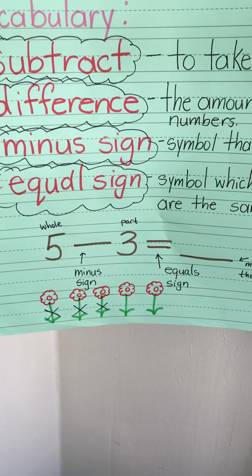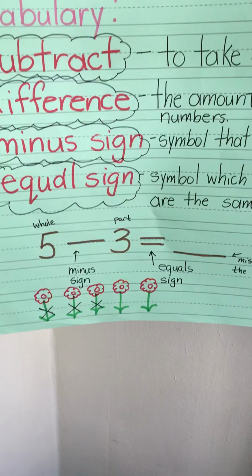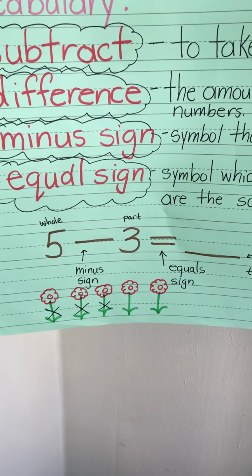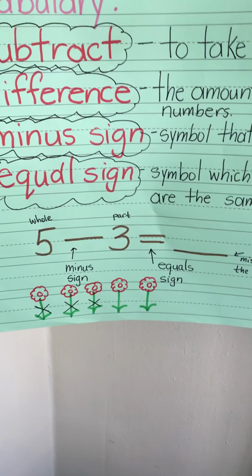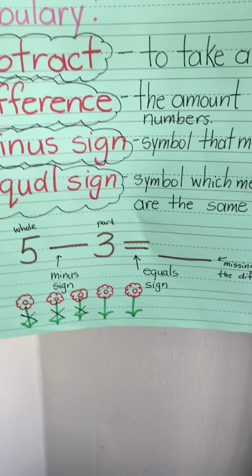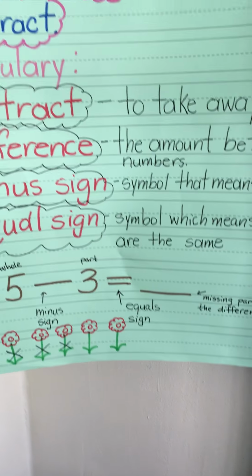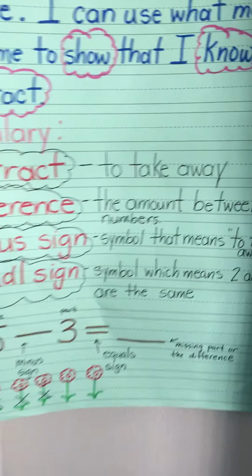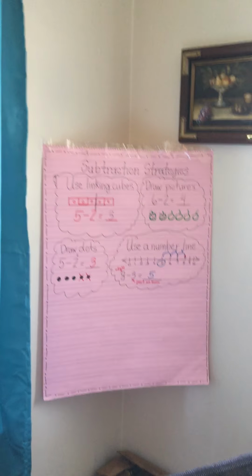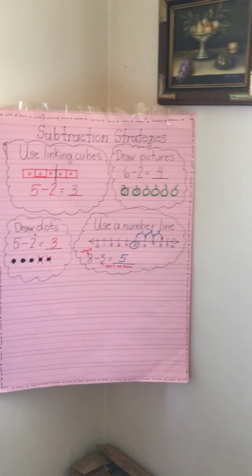Notice I've drawn 5 flowers. That's our whole. And if you look closely, you see that there are 3 X's on the part that we know. That's 3. You have to X out 3. And we have 2 flowers left that do not have X's. So 5 minus 3 equals 2. Awesome. So now we're going to move on and look at our subtraction strategies.